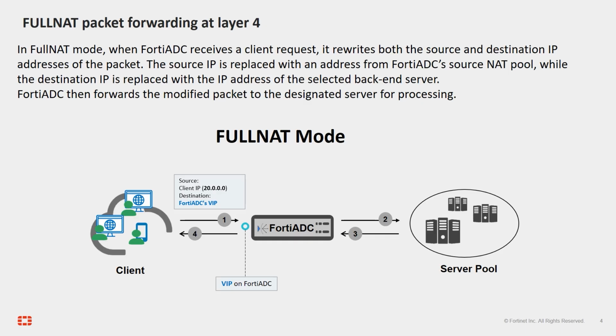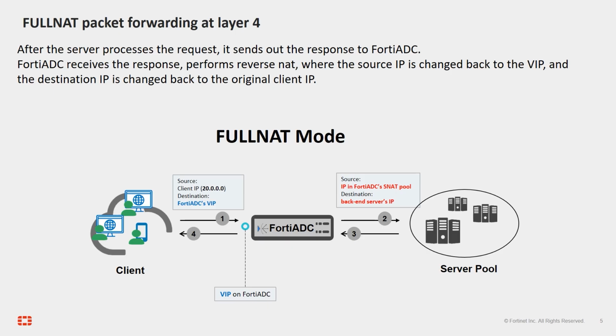In FULLNAT mode, when FortiADC receives a client request, it rewrites both the source and destination IP addresses of the packet. The source IP is replaced with an address from FortiADC's source NAT pool, while the destination IP is replaced with the IP address of the selected backend server. FortiADC then forwards the modified packet to the designated server for processing. After the server processes the request, it sends the response to FortiADC. FortiADC receives the response and performs reverse NAT, where the source IP is changed back to the VIP, and the destination IP is changed back to the original client IP.